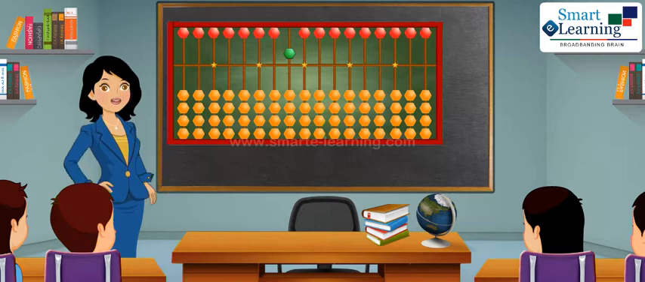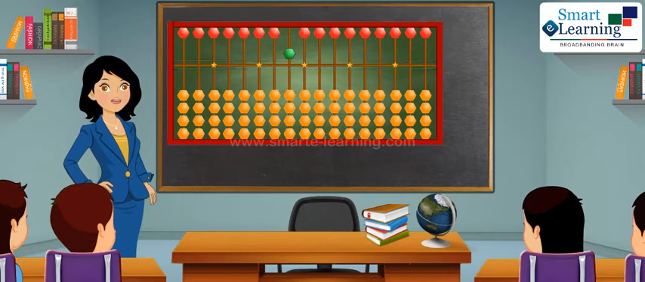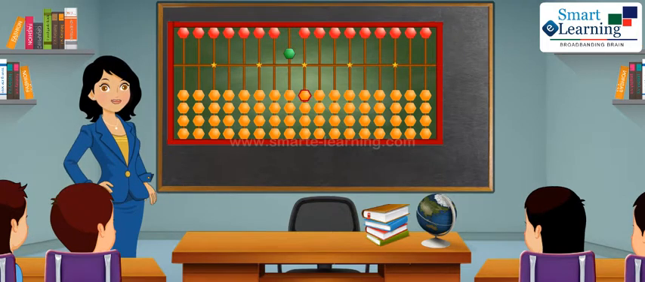To show number 51, heaven bead of tens place will touch the skyline to show 5 on tens place. Bring 1 earthen bead of ones place upward to show 1 on ones place. This is number 51.